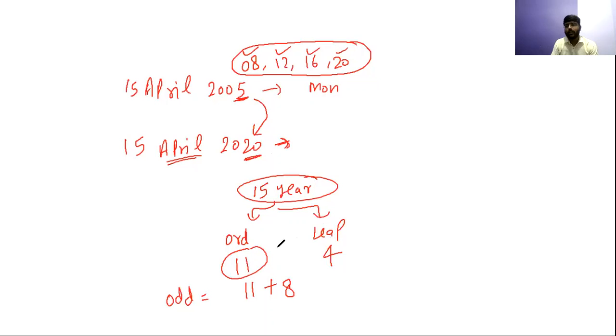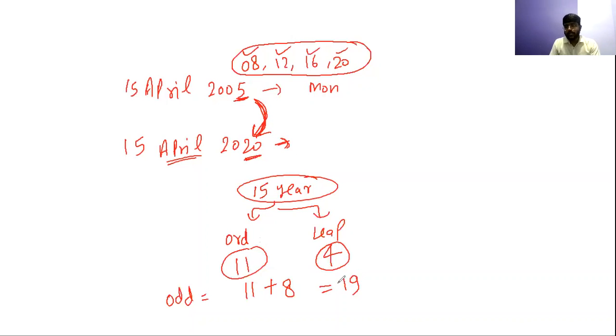We are studying the concept of odd days and the importance of odd days. I just need to find how many odd days there are from 15th April 2005 to 15th April 2020. So how many odd days are there? See, in an ordinary year, there is 1 odd day. So in 11 ordinary years, there will be 11 odd days. In every leap year, there are 2 odd days, so in 4 leap years, there will be 8 odd days. So this becomes 19 odd days.